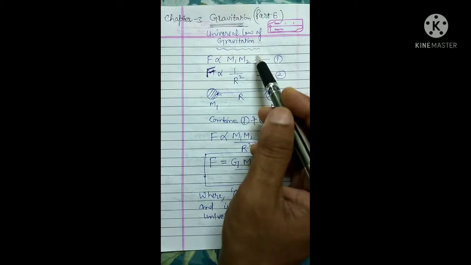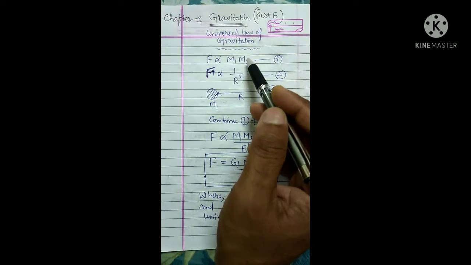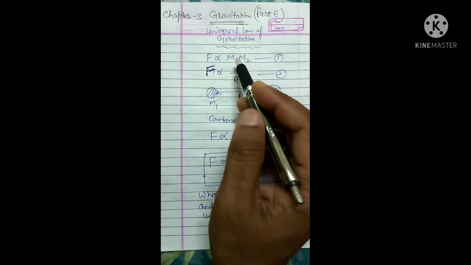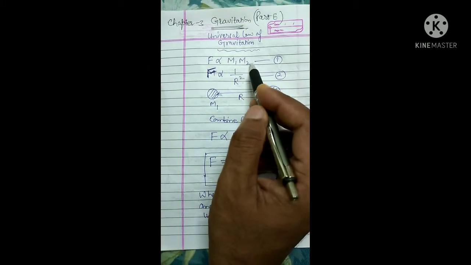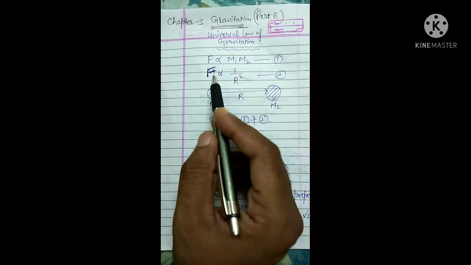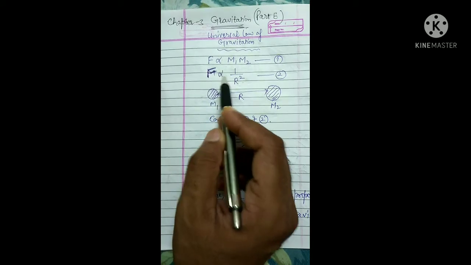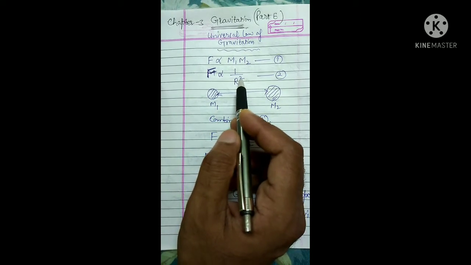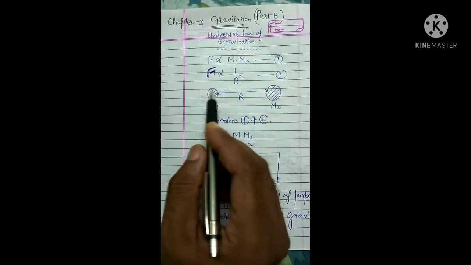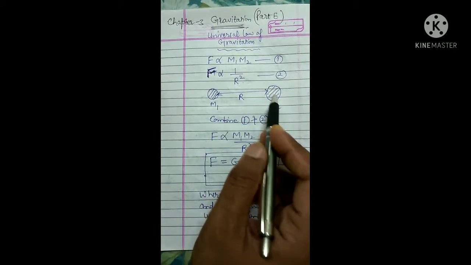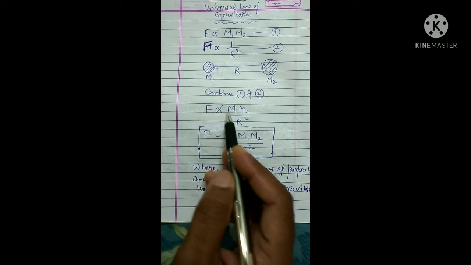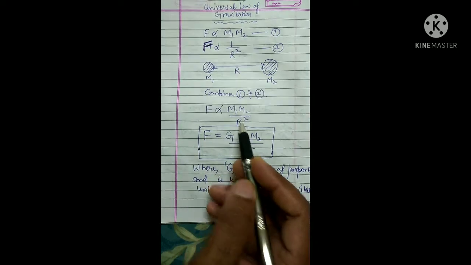According to Newton, the force of attraction acting between two bodies is directly proportional to the product of masses of the two bodies, m1 and m2, and the same force is inversely proportional to the square of the distance between these two bodies. So m1 is the first body, m2 is the second body, and r is the distance of separation between their centers. Combining the two, F is directly proportional to m1 m2 upon r square.